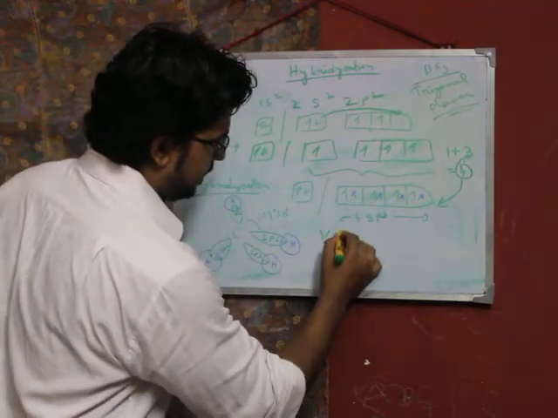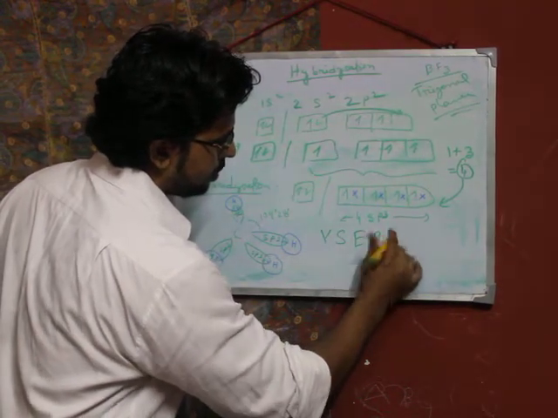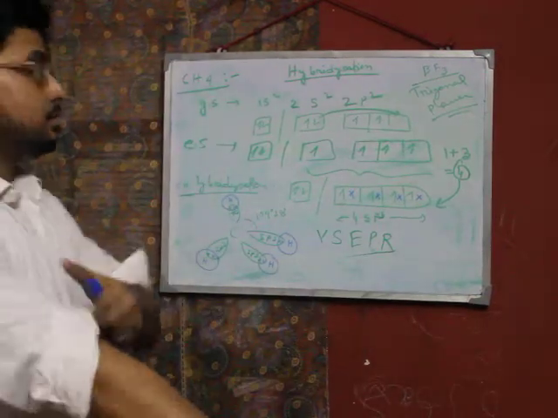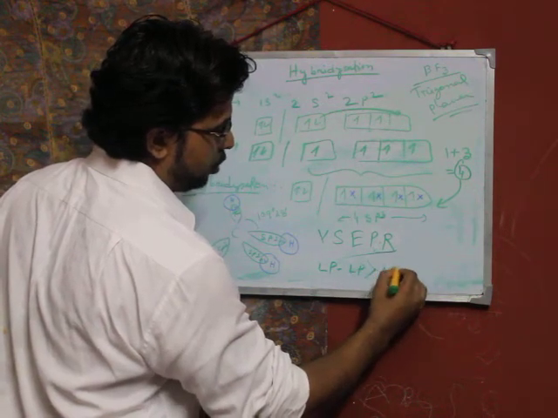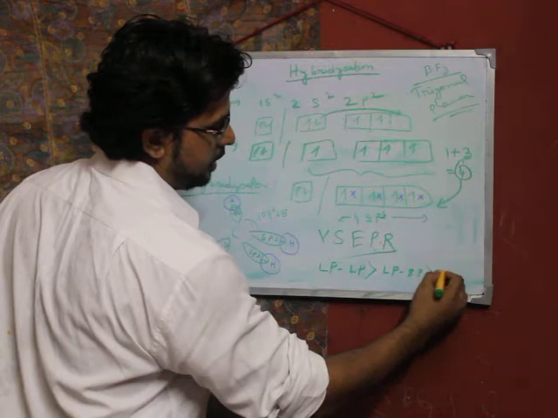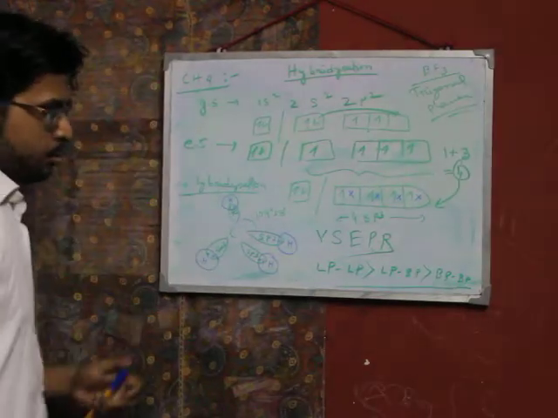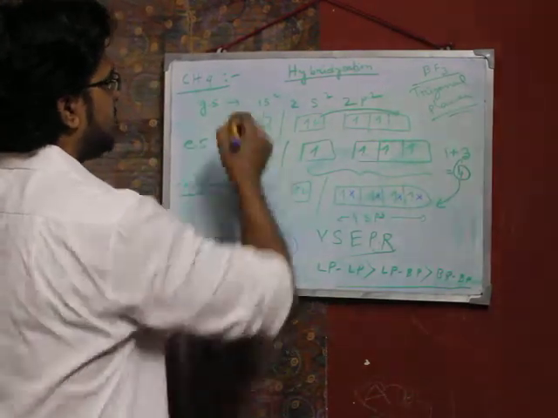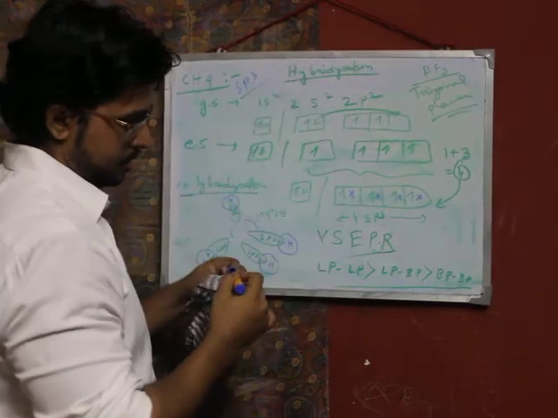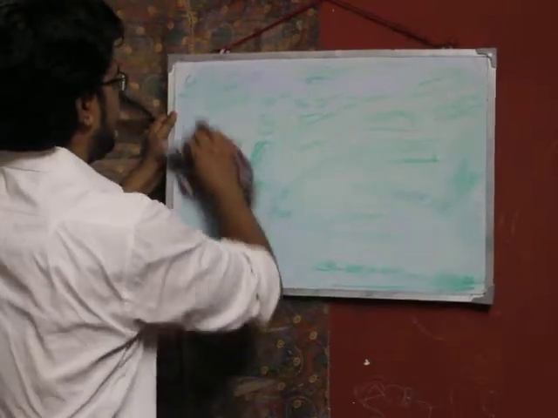Now here comes the VSEPR theory. What is VSEPR theory? VSEPR theory tells us lone pair-lone pair repulsion is greater than lone pair-bond pair repulsion, which is greater than bond pair-bond pair repulsion. We will discuss this in another class. Okay. Next one, the sp3d hybridization. This was sp3 hybridization. Next is sp3d hybridization.